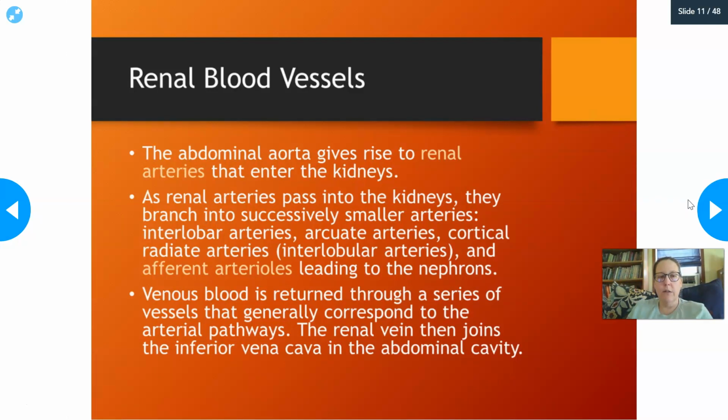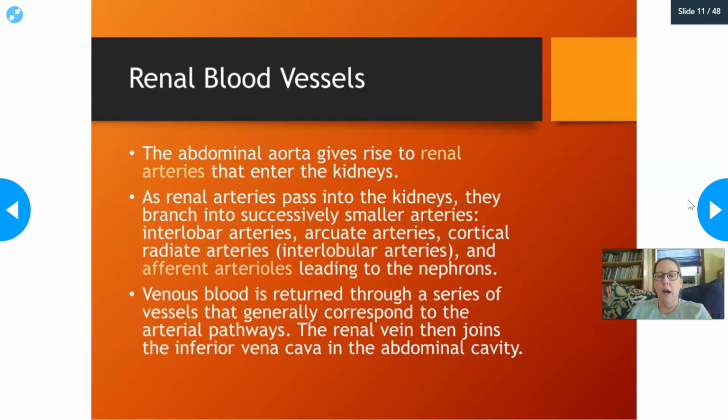Okay, so let's look a little bit at the renal blood vessels. Your abdominal aorta, which runs down your abdomen, has two branches off of it, and those are your renal arteries. Each renal artery, right and left, will enter its kidney, right and left. As these arteries pass into the kidneys, they branch off into smaller arteries. Those are your interlobar arteries, your arcuate arteries, cortical radiate arteries, also called interlobular arteries, and then eventually the afferent arterioles, which lead to the nephrons, and the nephrons do the filtering part.